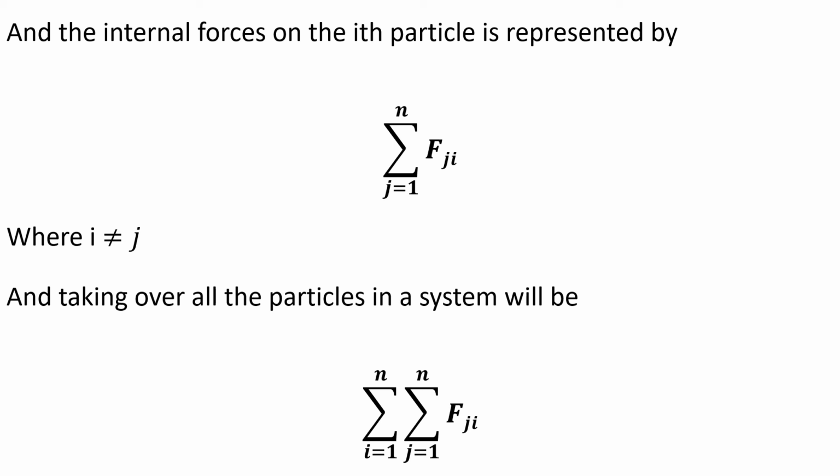Summation j equal to 1 to n of f_ji, and again if we take all the particles of the system and take a summation, we get the summation over i equal to 1 to n of the summation over j equal to 1 to n of f_ji. That is the equation for the whole system of particles. The above equation is for the ith particle in the system, and the below equation with the double summation is for the whole system of particles.